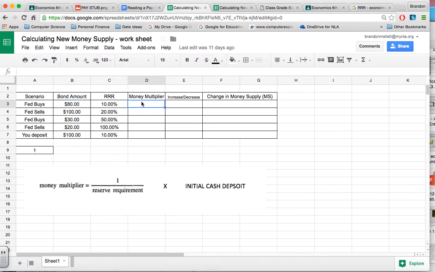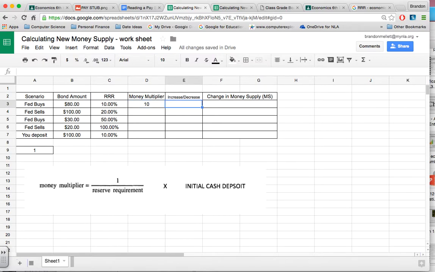In order to find the change in money supply and the money multiplier, we need to calculate this out. So we're going to go equals, and follow our formula down here. We're going to click on 1 and divide it by the reserve requirement, which in this case is 10%. Enter. And as a result, the money multiplier for this example is going to be 10.